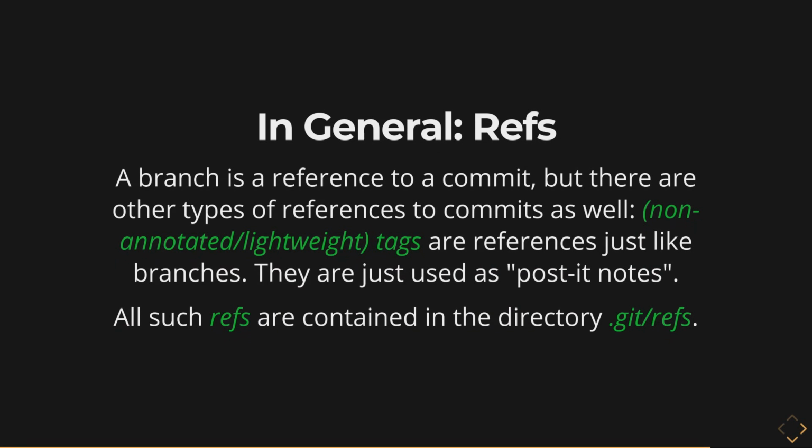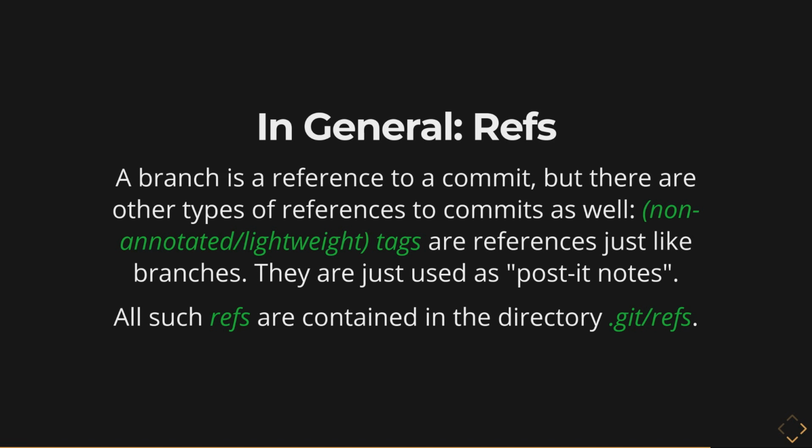Now, as I've told you, branches in Git are not objects. They don't go into the object store. They're just pointers. They're just labels that exist outside of the object store. And there are actually several places in Git where commits are referenced in ways similar to branches.